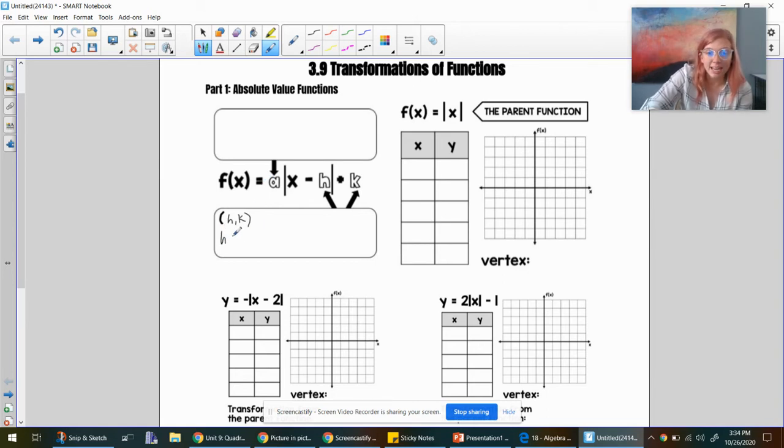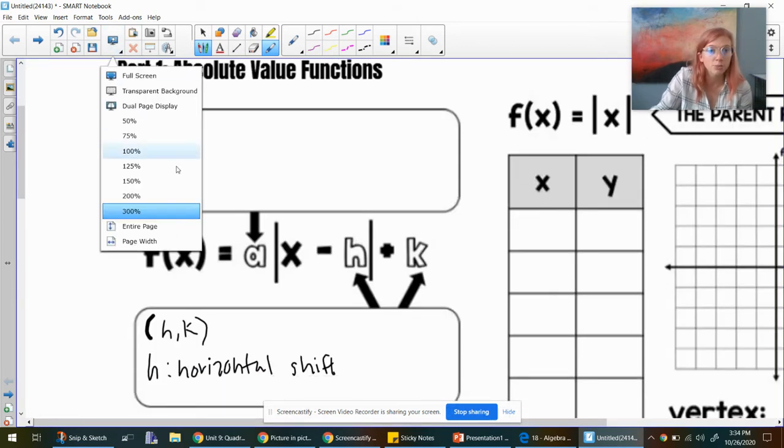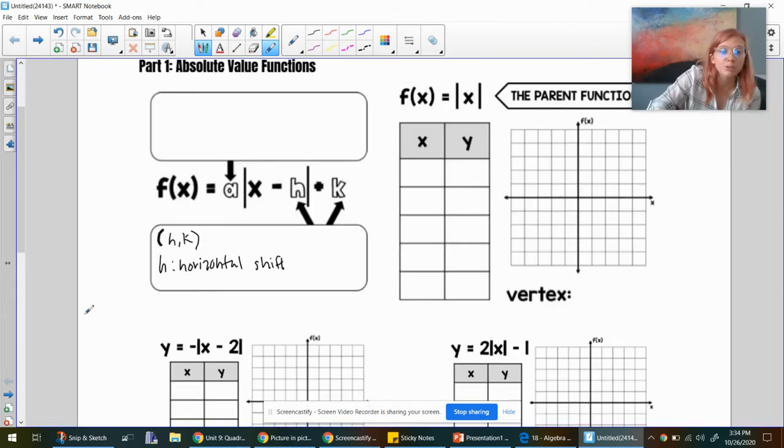H, being the x-coordinate, represents the horizontal shift of the function. K, which represents the y-coordinate, tells us the vertical shift. So we'll see what that means in a moment. So that's H and K of our basic absolute value function.